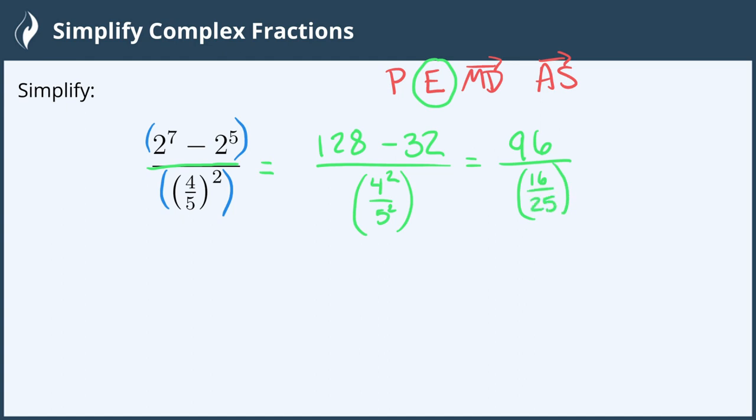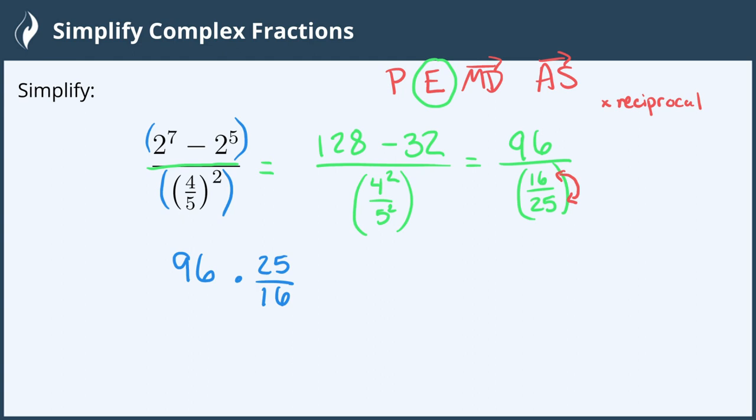So now we have a complex fraction. That means I have a fraction inside of a fraction. So we have 96 being divided by the fraction 16/25. And we don't divide fractions, we always multiply by the reciprocal of the second fraction. So we need to flip this fraction upside down and multiply it. So we end up with 96 being multiplied by 25 over 16.